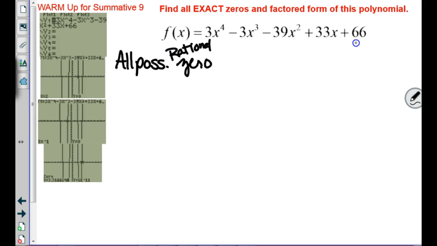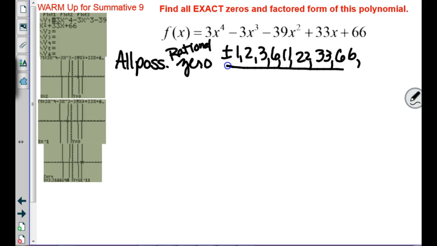Okay, all the factors of 66. What would go into 66? 1, 66, 2 and 33, 3 and 22, 6 and 11. That seems like it. Do you think that's it? I can't think of anything else. Okay. And the denominator is the factors of the leading coefficient. So 1 and 3. Lovely.